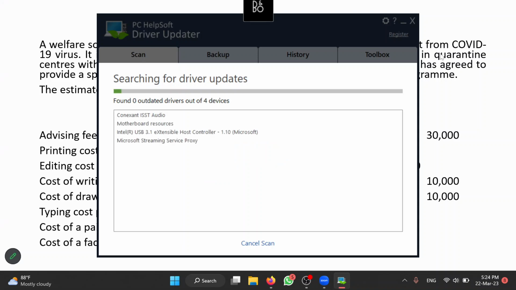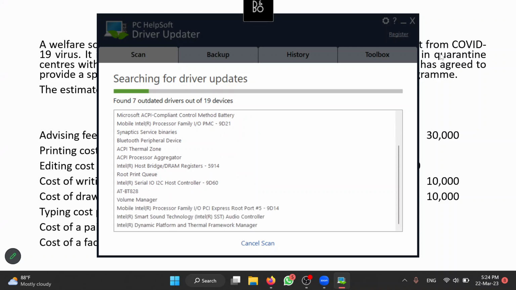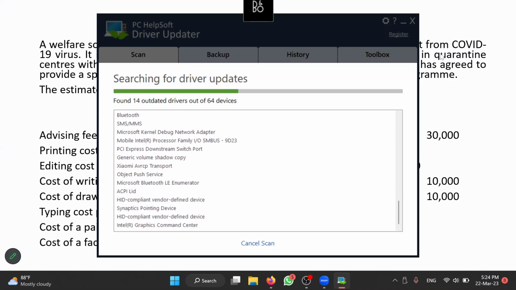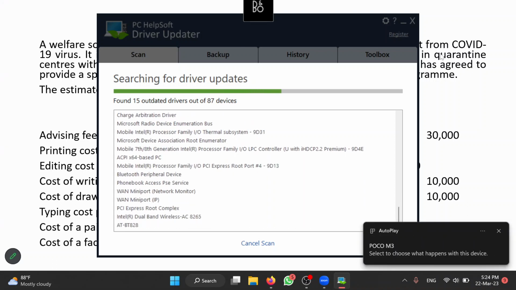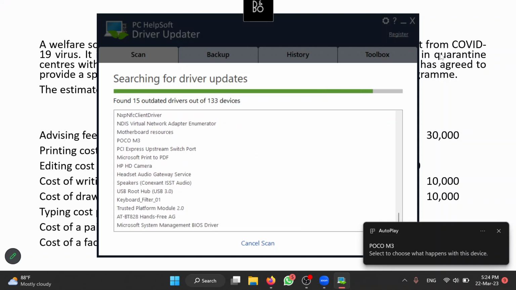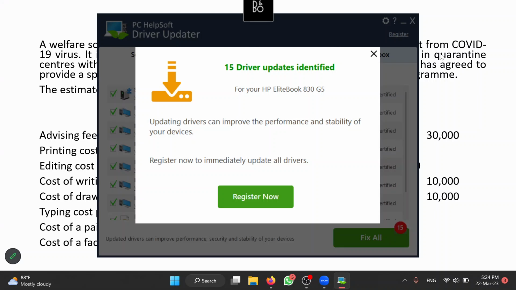Very good. Doctor fee, the advising fee of the doctor. That is a fixed cost. Fixed cost means irrespective of the number of books, you have to pay the cost. Whether you print 10 books or 100 books, whatever the number is, you have to pay 30,000. Even if you don't print, you have to pay it. So doctor fee 30,000.